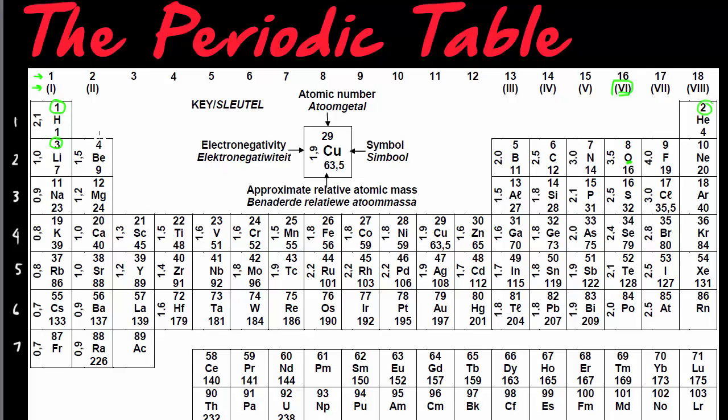Now let's look at the symbols. The symbols are very important, so I do want to stress it. You need to know what each symbol represents, so I'll go through the most important ones quickly with you. This is hydrogen, helium, lithium, beryllium. We'll go up to about the first 30. Boron, carbon, nitrogen, oxygen, fluorine, neon.